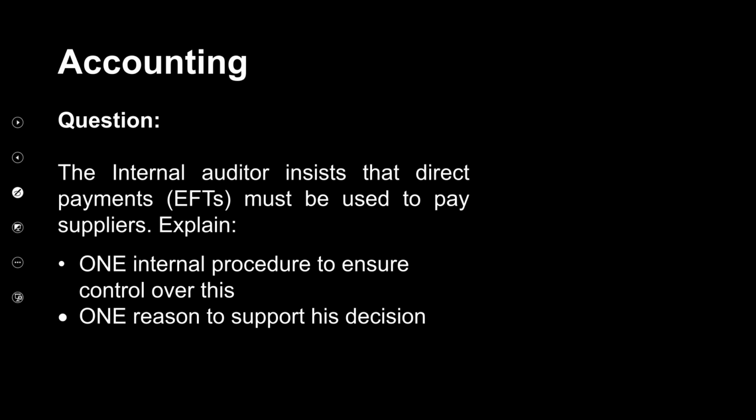The question says, the internal auditor insists that direct payments, EFTs, must be used to pay suppliers. Explain one internal control procedure to ensure control over this, and one reason to support his decision.